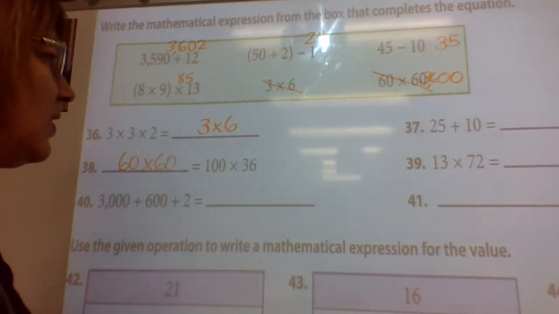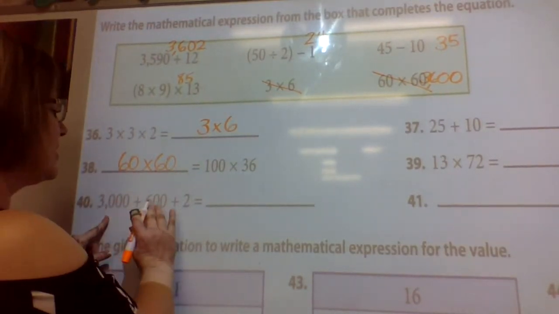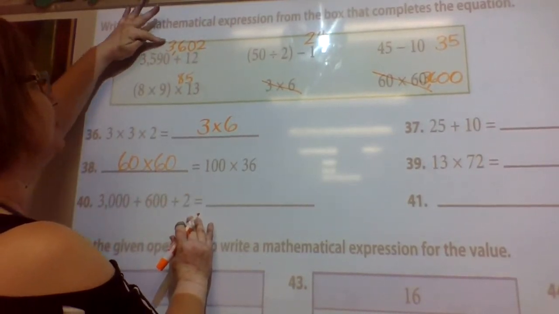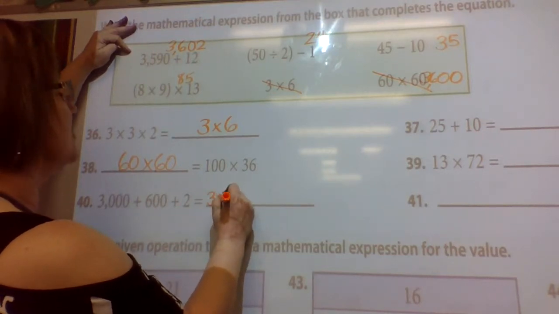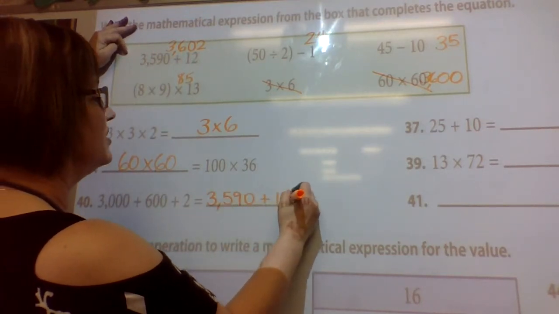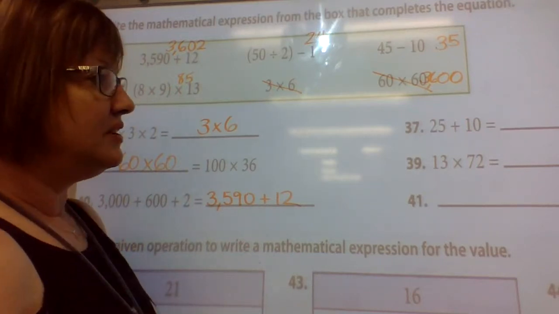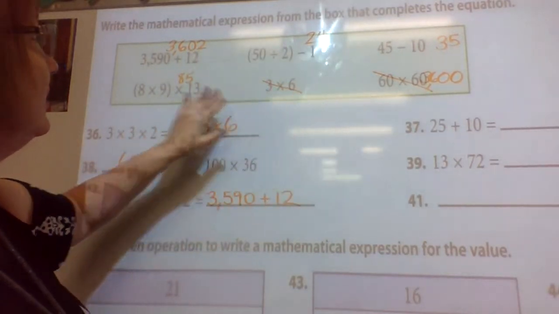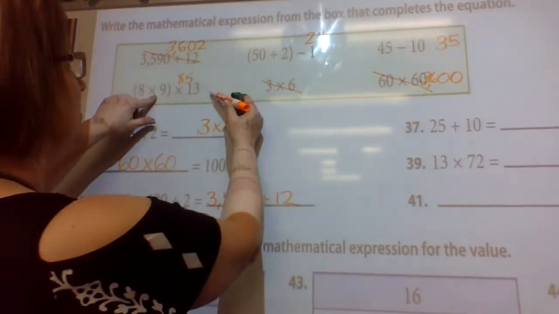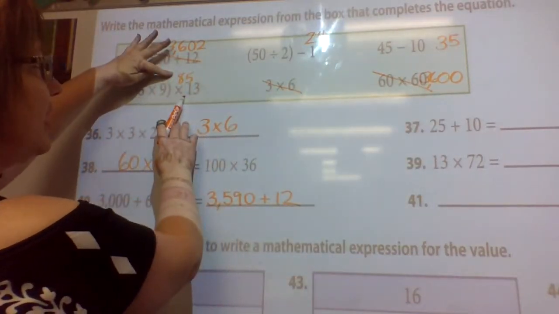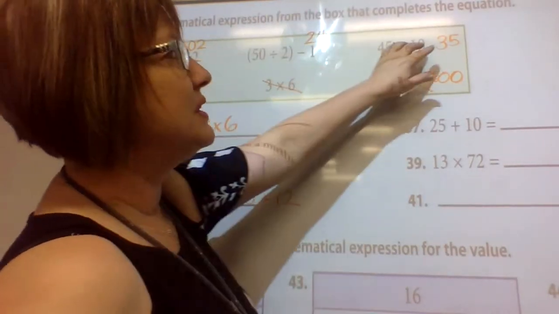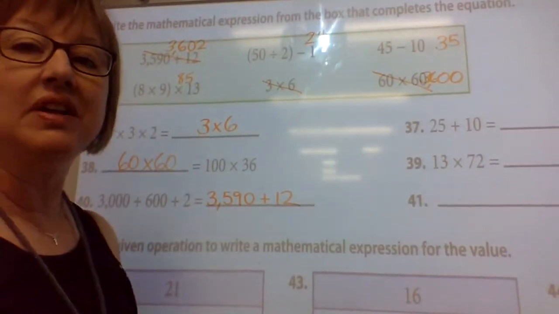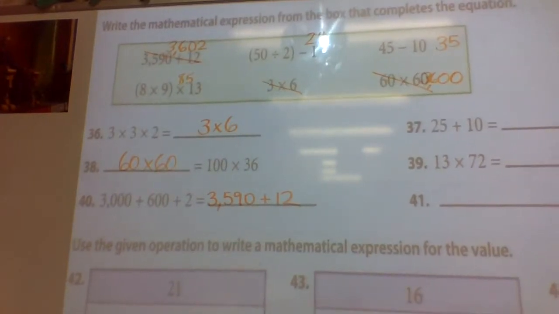Do you see what we're doing? Okay, 3,000 plus 600 is 3,600 plus 2. 3,602 is the same as this one. 3,590 plus 12. Okay, do you think you guys can do these last three on your own? Make sure that you look up here. We used this one. So all you have left are these three. This one equals 85. This one equals 24. This one equals 35. So you just got to match them and make sure you write the expression out. Okay? So you guys finish that little section over there.